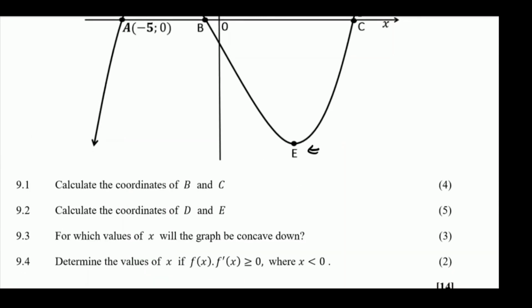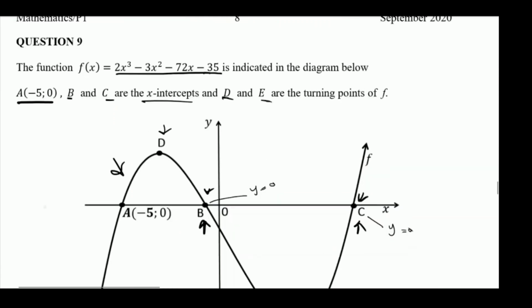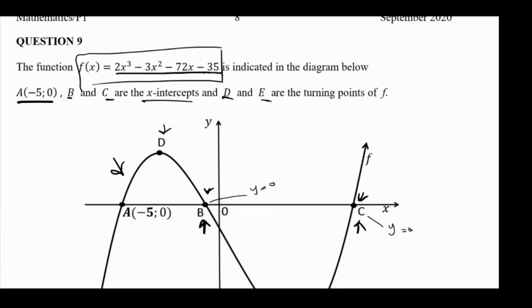So the first question says that we must identify the coordinates of B and C. So for us to find the coordinates of B and C, we need to know what B and C are. B and C are the x-intercepts of the cubic function. So for us to find them, we already know the y values here are actually 0. So we need to know what the value of x is when y is 0.